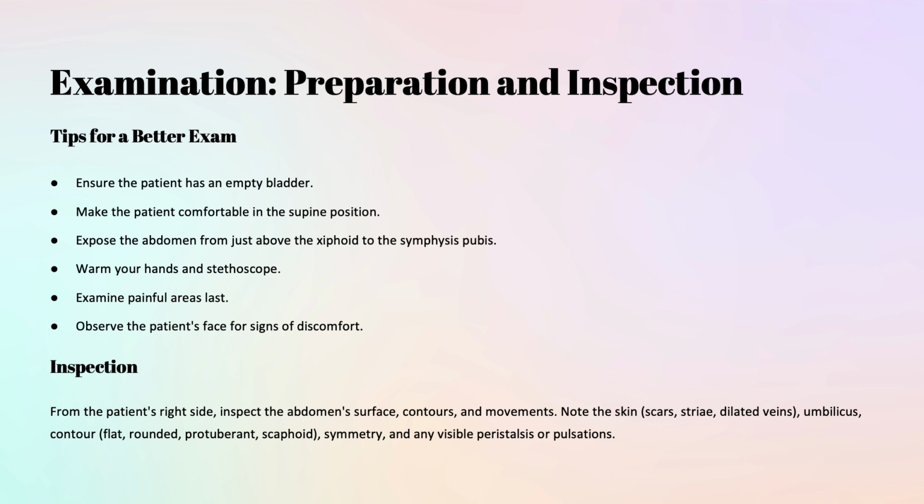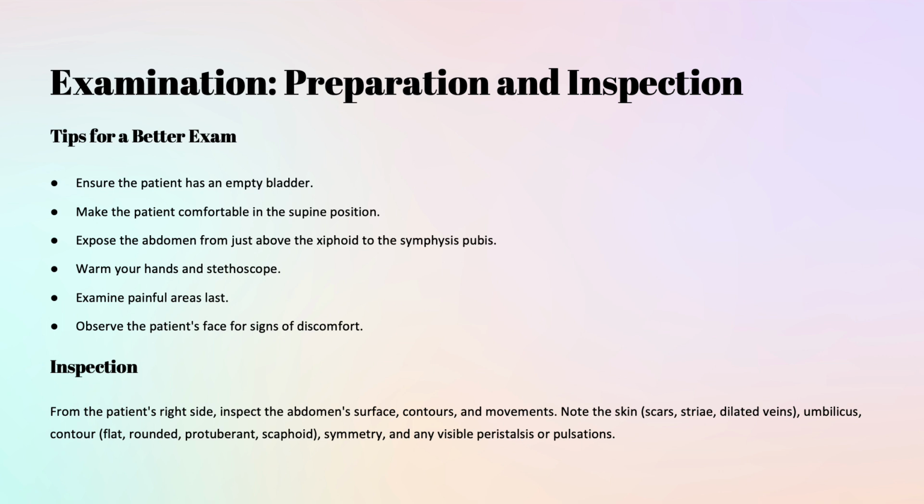All right. So unlike the other portions of the physical examination in which we do inspection, palpation, percussion, and then auscultation, in the abdominal examination, we have a different order. We do inspection followed by auscultation, and then percussion and palpation. Okay? So for inspection, we start from the patient's right side and then inspect the abdomen surface, contours, and movements.